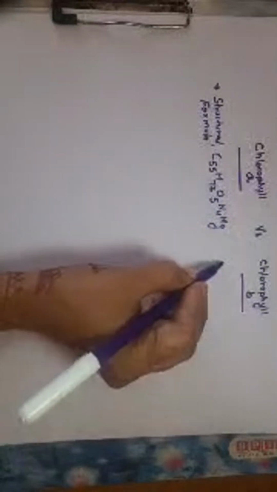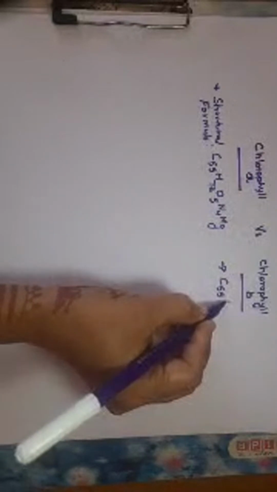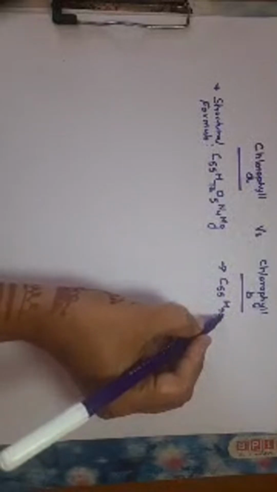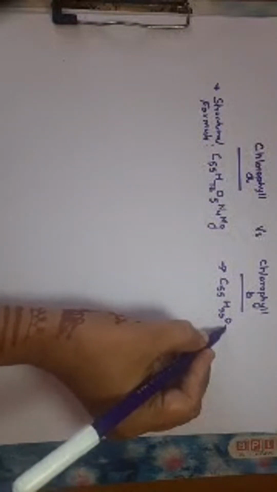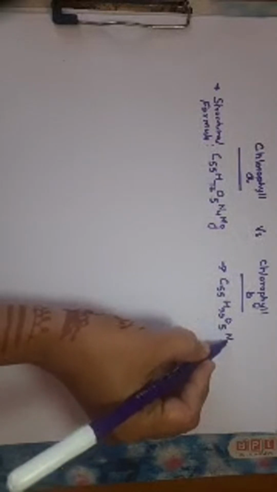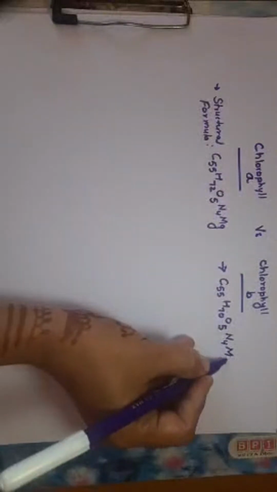And if we talk about the structural formula for chlorophyll B, it would be C55 H70 O6 N4 Mg. So I hope you spot the difference. The difference is in terms of hydrogen. Here it is 72 and here it is 70.